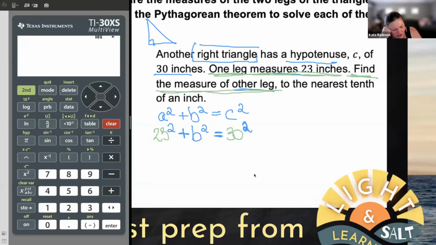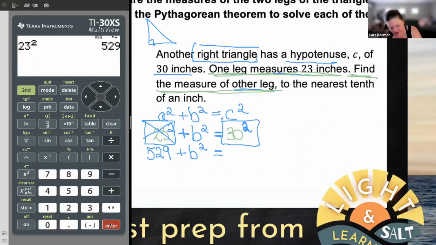And now, unlike the last one, I can't just simplify the entire left-hand side, right? I still have a letter there, so that's not going to happen. But there is a piece of that left-hand side I can make a little simpler. I can do this math, 23 squared, and so I will. 23 squared equals 529, and I've replaced this piece, and I've got to keep whatever I haven't used, the plus B squared, and that's going to be equal to this entire right-hand side. I sure can simplify, and that equals 900.